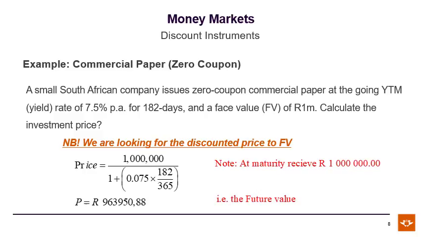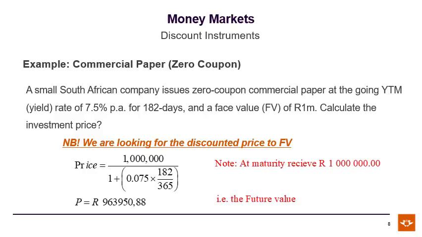Because there is no coupon, the maturity value is the face value or the future value, and the price is the 1 million divided by 1 plus the 7.5% ratioed for the 182 days. And again, we're using the actual over 365 day count convention, because this is a South African instrument. And the price ends up being 963,950 rand and 88 cents. That is what the investor will buy this instrument for when it is issued.